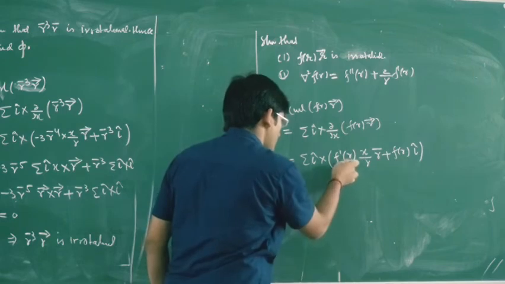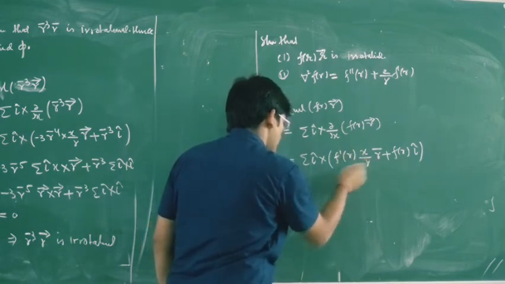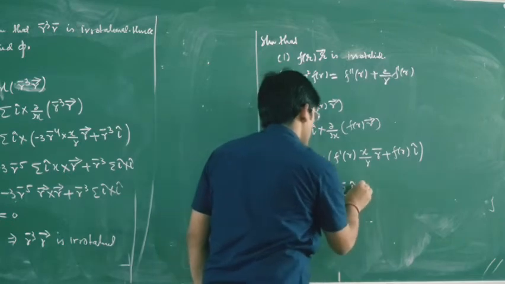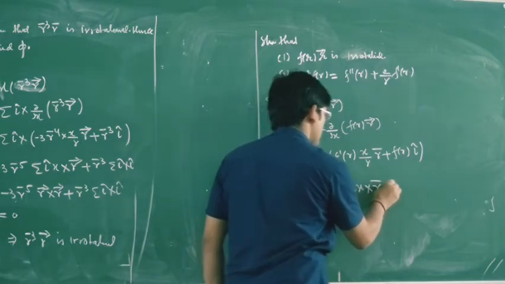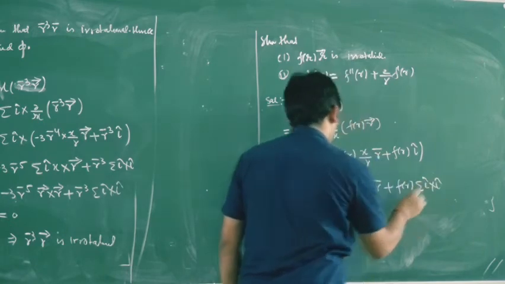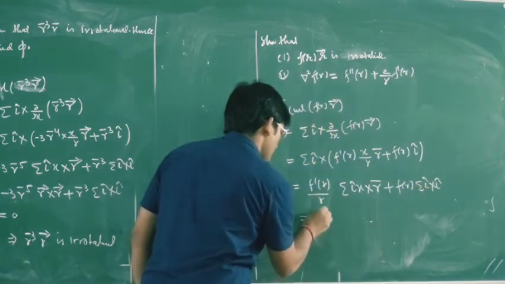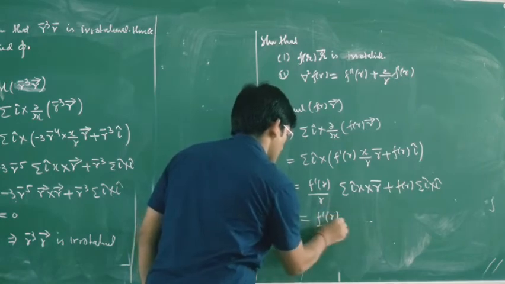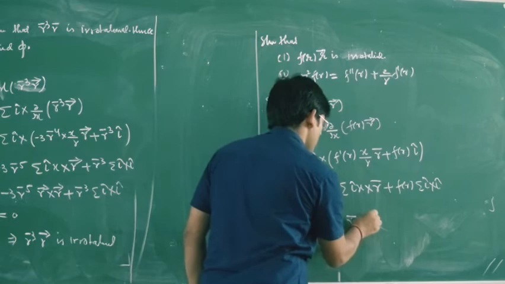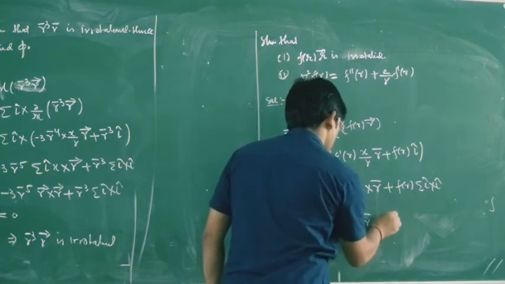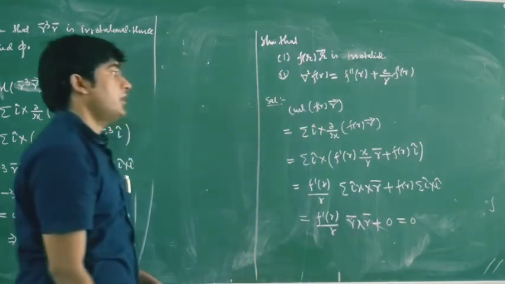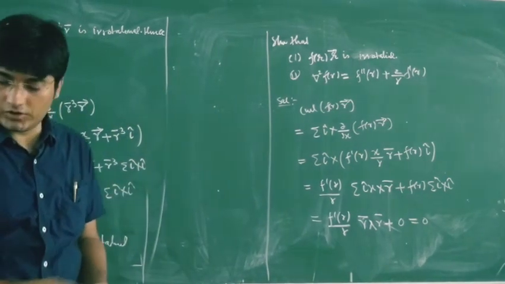And now for the first part, this f dash r upon r will come outside the bracket. Now in the bracket we will have summation i x cross r, and here we have f of r, and in the bracket we have summation i cross i. So this is equal to f dash r upon r, summation i x is vector r, cross r. Then this is 0. Again this is 0. So we have curl of f of r into vector r equal to 0.